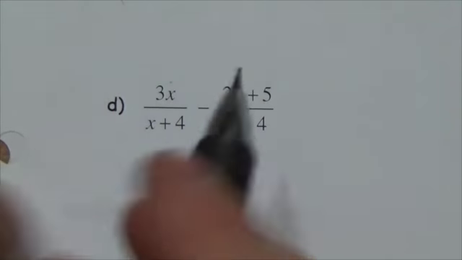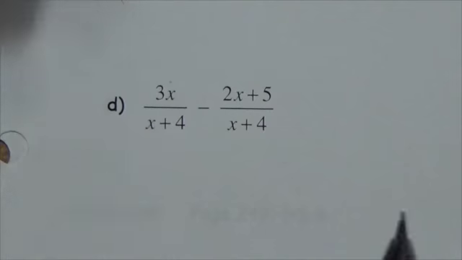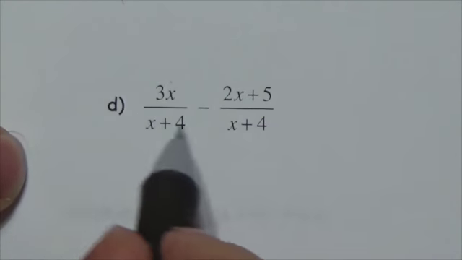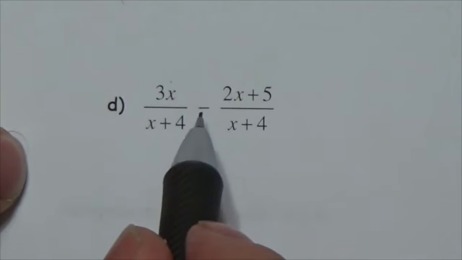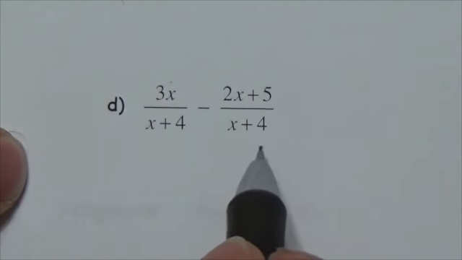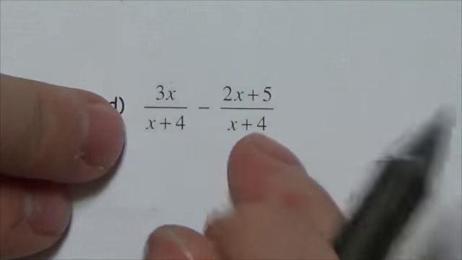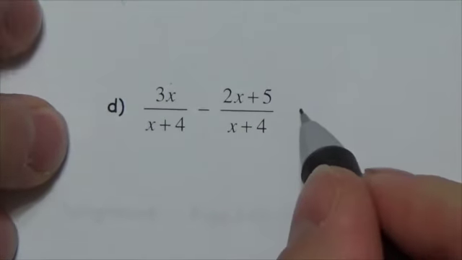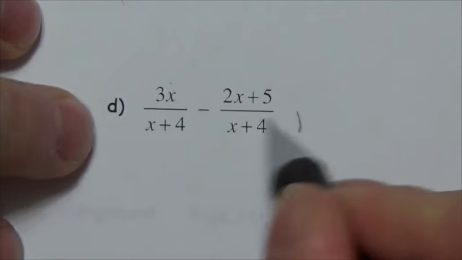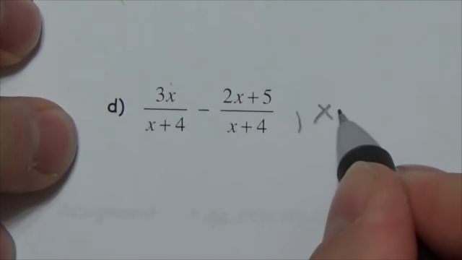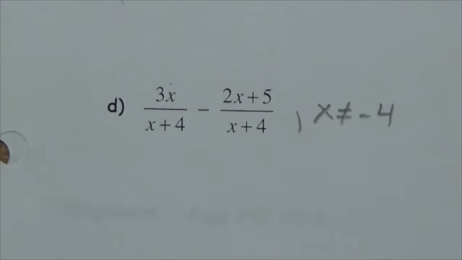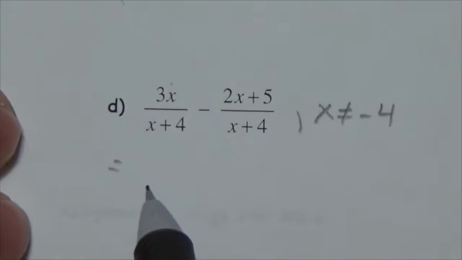Okay, now once again our denominator is starting to get a little bit more involved here. But notice it's the same. This is 3x over x plus 4 minus 2x plus 5 over x plus 4. The size of the object that I'm adding is the same in both cases because the denominators are the same. Notice that if the denominator is x plus 4, that means x cannot be allowed to equal negative 4. But now all I have to do is add the numerators together.